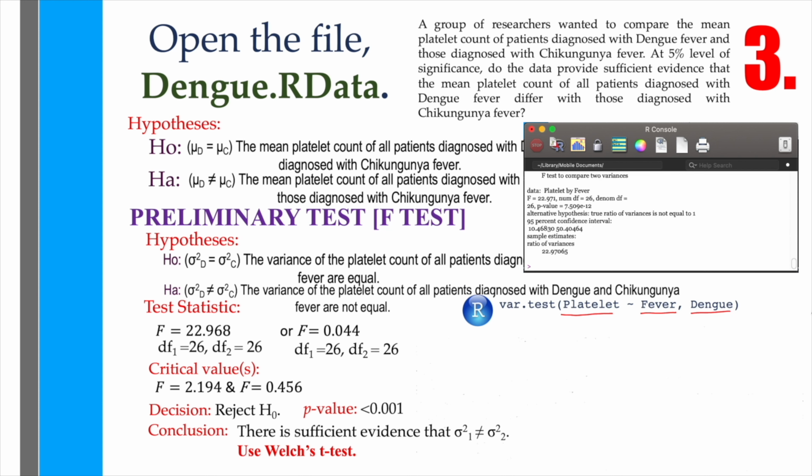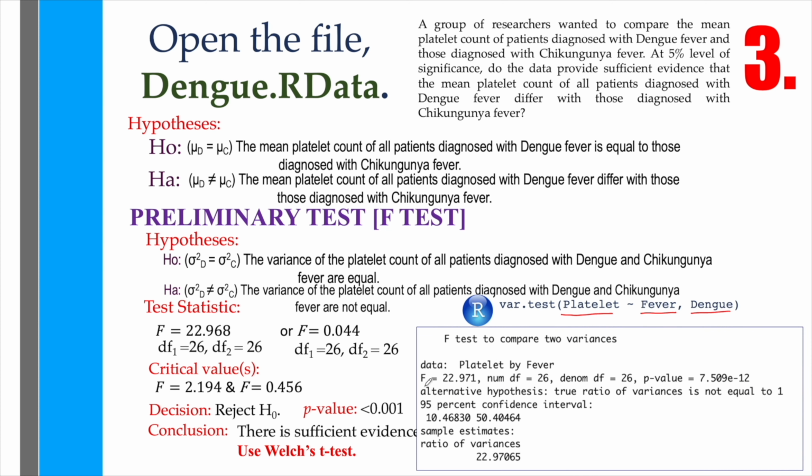And R will generate this result in which the F statistic, or the ratio of the two sample variances, is 22.97 with df1 of 26 and df2 of 26. Now for the p-value, it's less than 0.001.